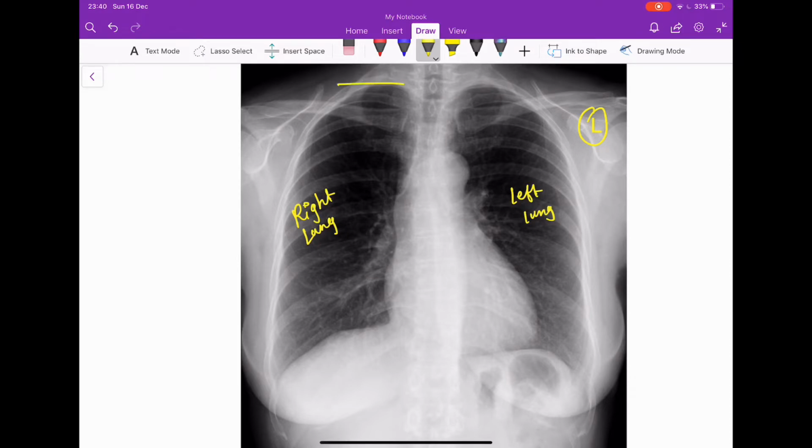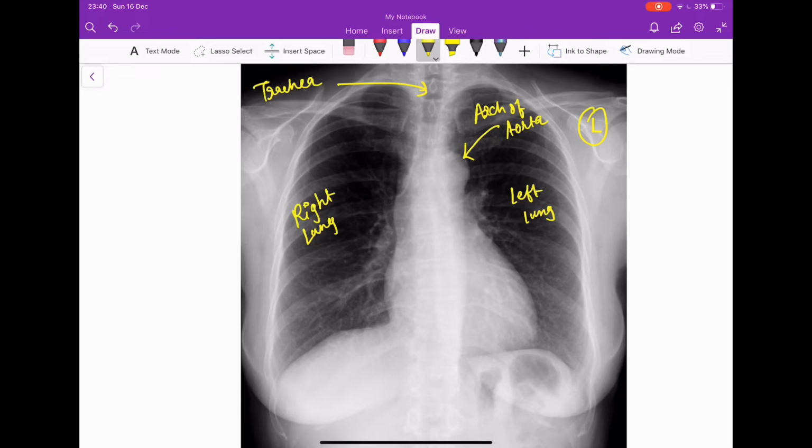After determining the lungs, we should look out for the trachea, which will be corresponding to the processus spinosus. After that, below the trachea, on the left side, is the aortic arch or the aortic knob.